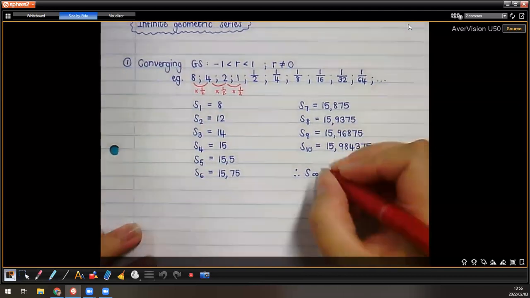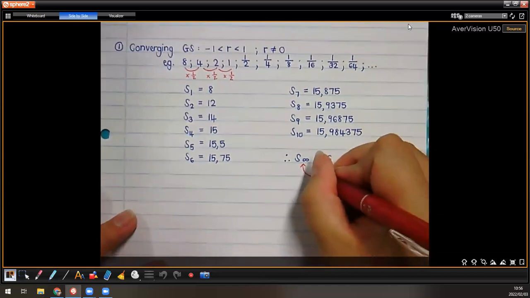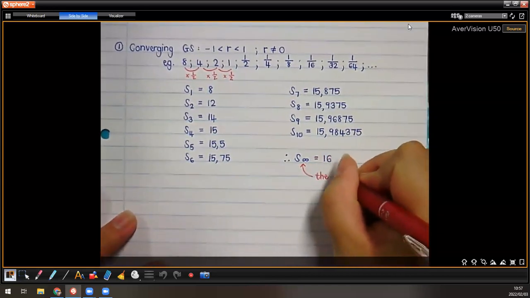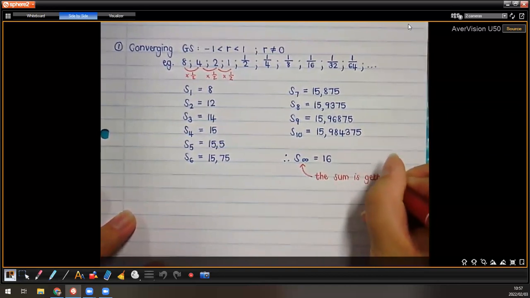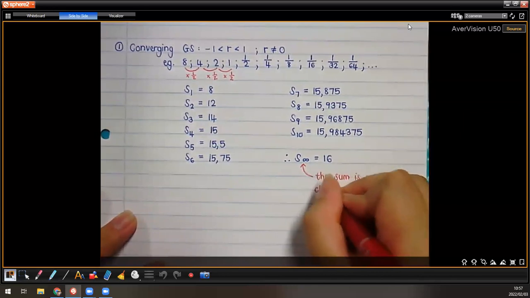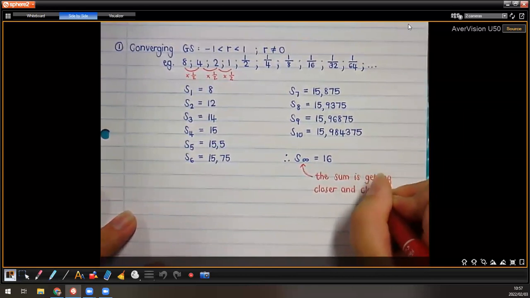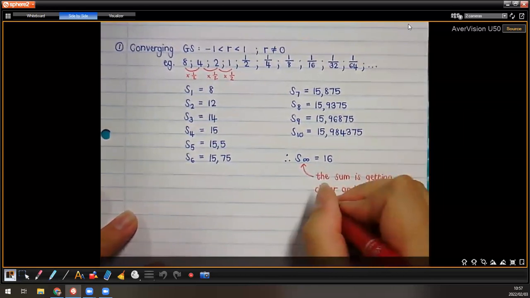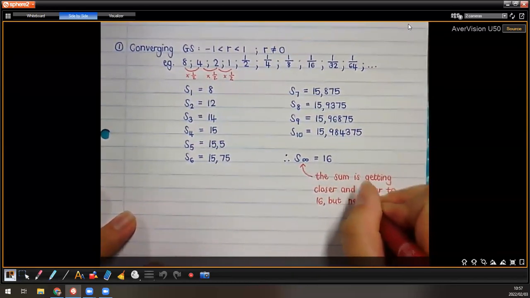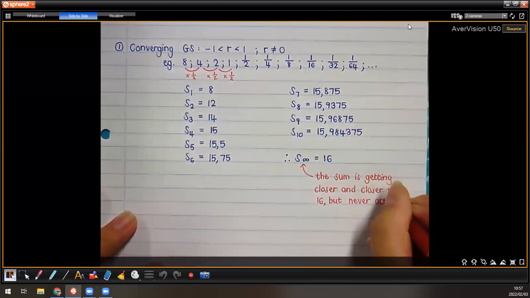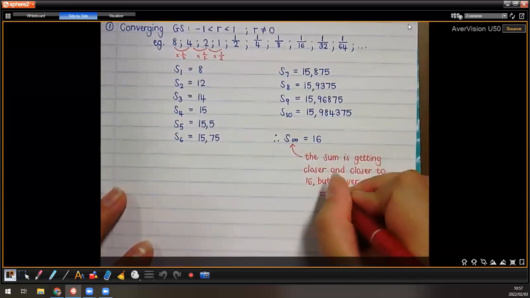All right, so we can add that here. Sum to infinity. The sum is getting closer and closer to 16, but never actually equal to 16.